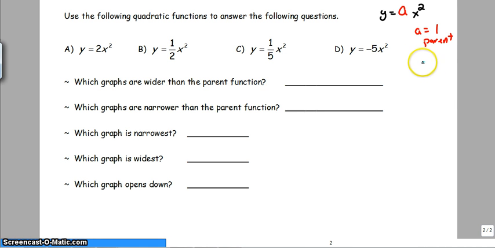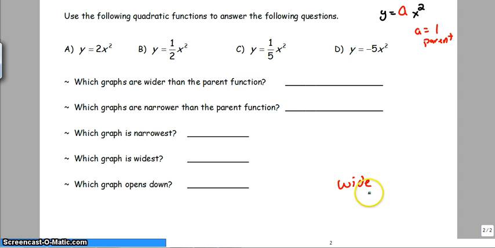When it's less than 1, but greater than 0, we're making it wide. As long as it's positive, the function opens up. When it's negative, the function opens down. So which graphs are wider than the parent function?